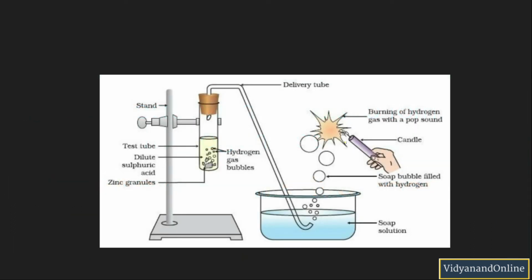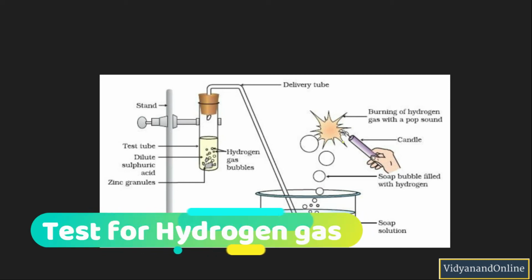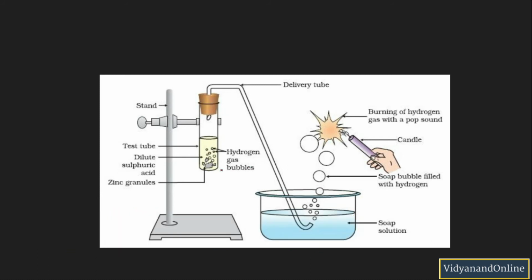One of the most important questions asked from this topic is, how will you test whether the gas which is emitted is hydrogen gas or not? For this we have a very simple experiment. Here in the test tube we have zinc granules, and these zinc granules are reacting with dilute sulfuric acid. When zinc reacts with dilute sulfuric acid, it will displace hydrogen from its position and form zinc sulfate along with the liberation of hydrogen gas. Now this hydrogen gas is moved with the help of a delivery tube to the soapy solution.